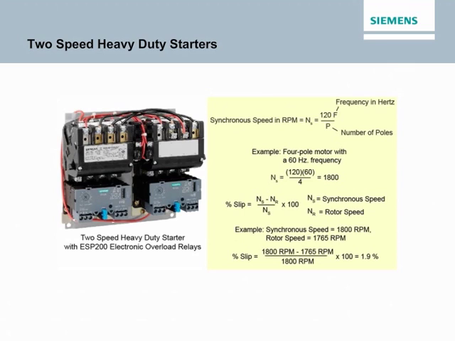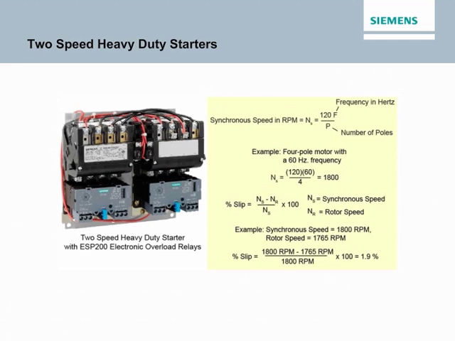The synchronous speed of a three-phase induction motor is a function of the supply frequency and the number of poles. This speed is the rate in RPMs for the motor's rotating magnetic field. The actual speed of the motor is the synchronous speed minus slip caused by the motor's load.